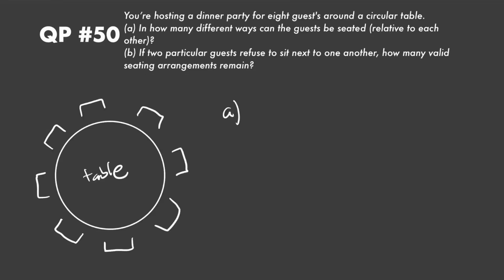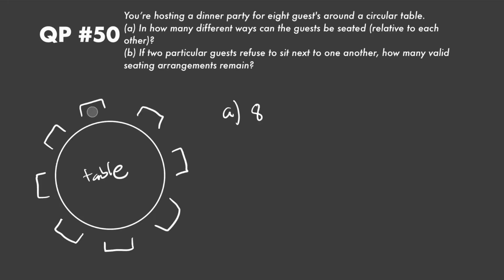remain? So I drew out a little table here where every single one of these is a seat, and let's look at part A first. The first way I can think about it is, okay, I have 8 guests. I can place guest 1 in any of the 8 available chairs, and then once I've placed guest 1, I can place guest 2 in any of the 7 remaining available chairs, and then etc.